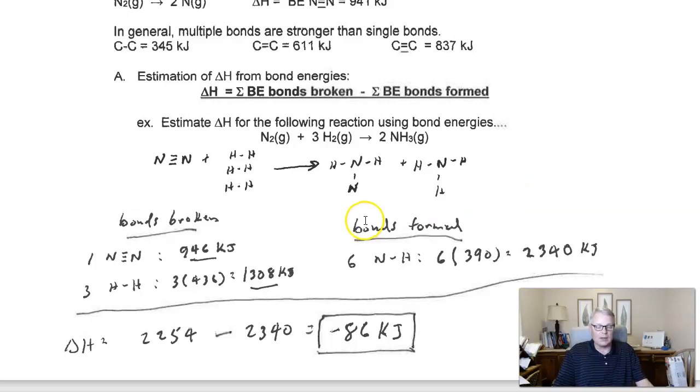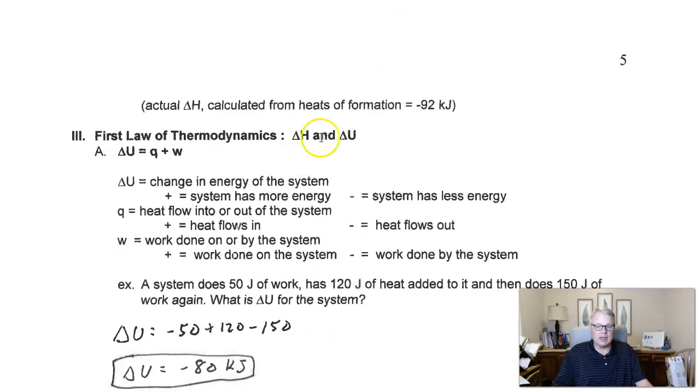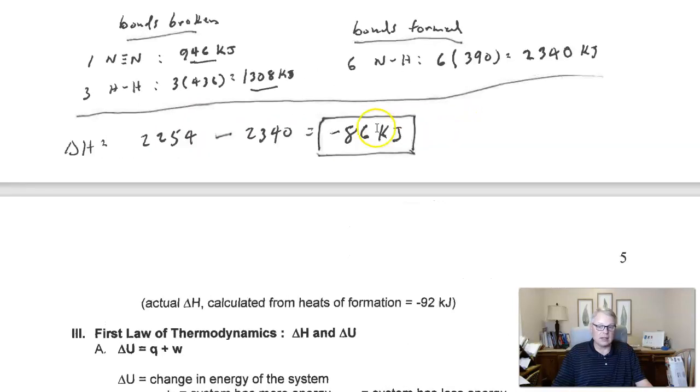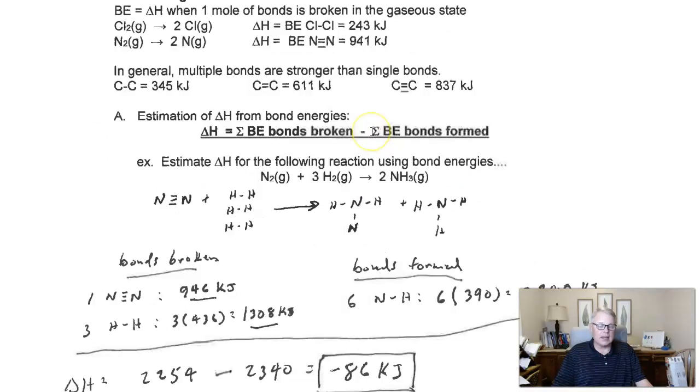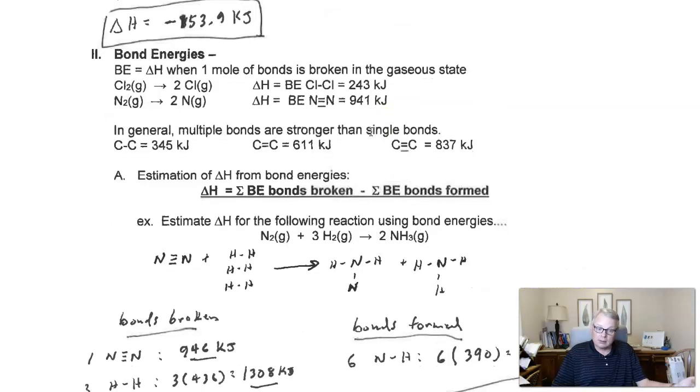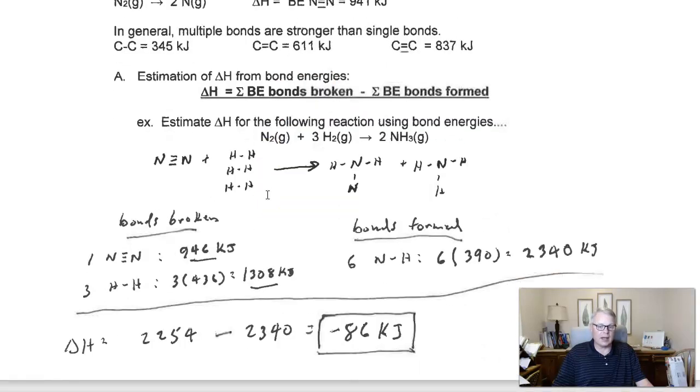Yes. The disadvantage of using bond energies is that they don't give you the exact answer. What they give you is an approximate value, a ballpark figure. In fact, if you actually calculated this reaction from heats of formation, you'll find it's actually negative 92. It's not negative 86. But is negative 86 in the ballpark of negative 92? It's close. It's not exactly right, but it's close.